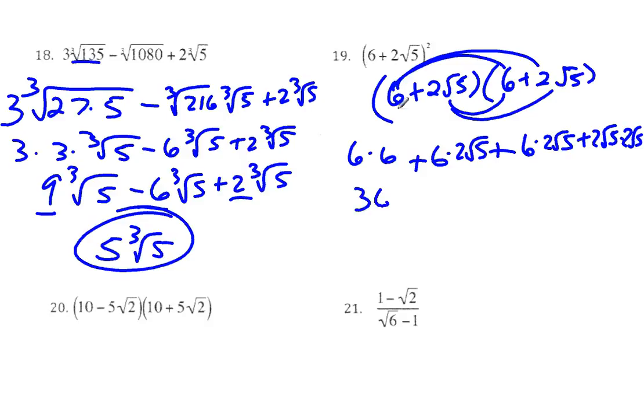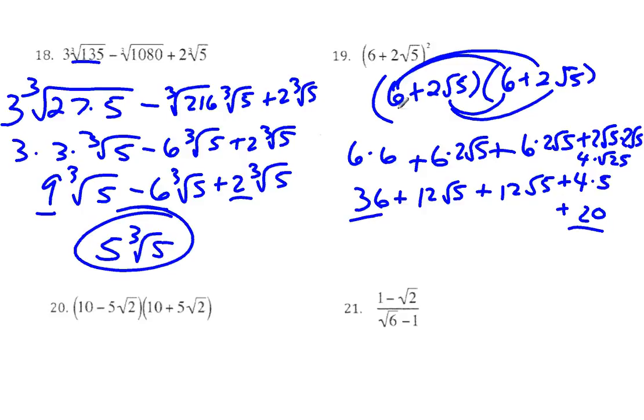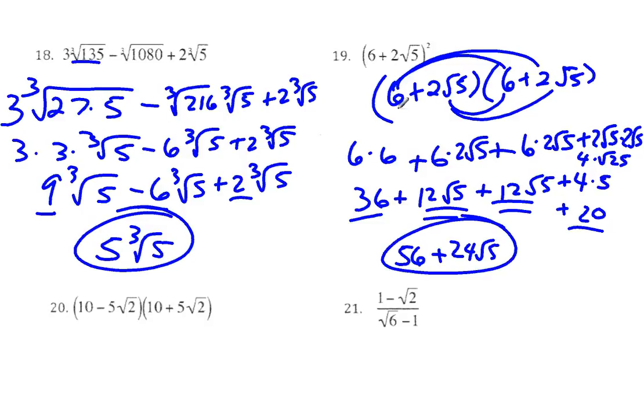Alright, so I got 6 times 6, 36. 12 root 5. 6 times 2 is 12. 12 root 5. This one here, I got to do 2 times 2 is 4, and then square root 5 times square root 5 is 5, right? Because it's the square root of 25, which is 5. So then this turns into 20. So I'm going to have 36 and 20, 56, and then 12 root 5 and 12 root 5 go together to make 24 root 5.